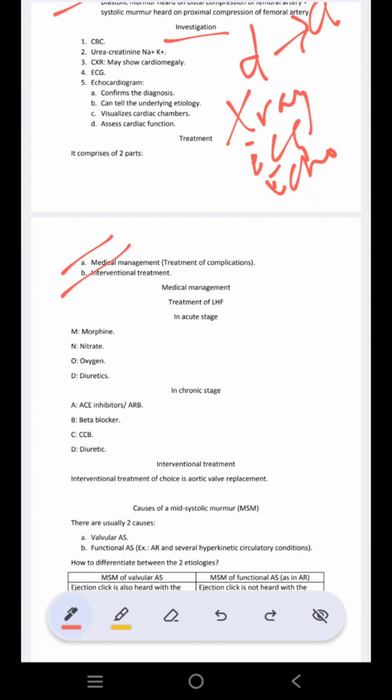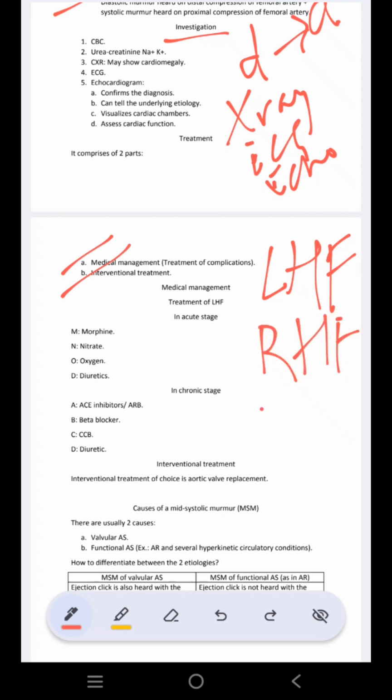Let's come to treatment. As I told you that there is medical and surgical treatment. In case of medical treatment, you have to manage the complications. What are the complications of AR? Obviously left heart failure. In chronic stage there can be right heart failure as well. And obviously there is pulmonary arterial hypertension. I will soon be making a video on pulmonary arterial hypertension, so stay tuned.